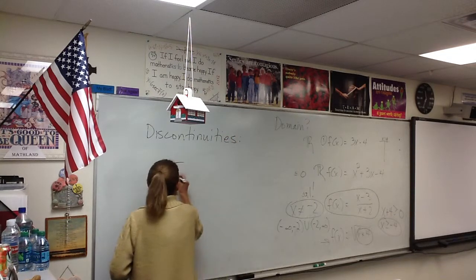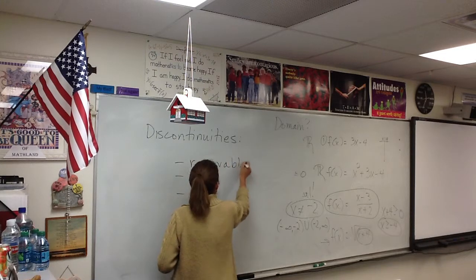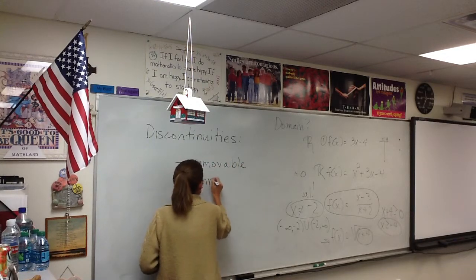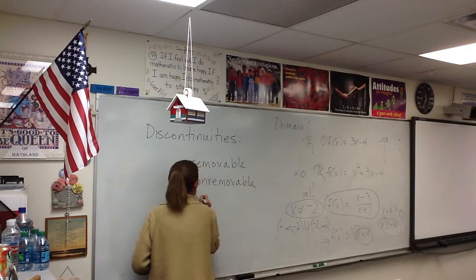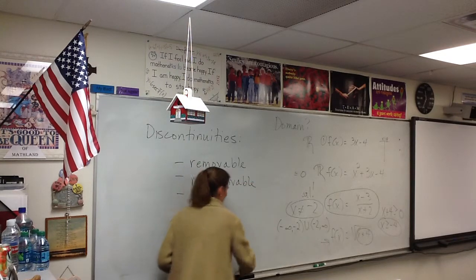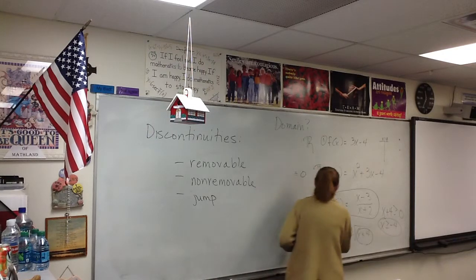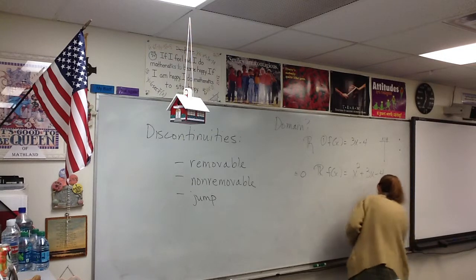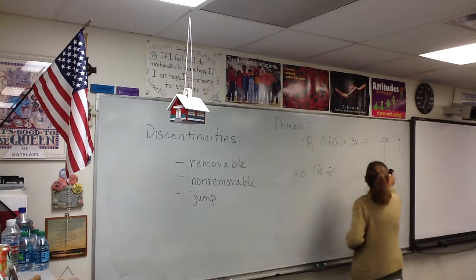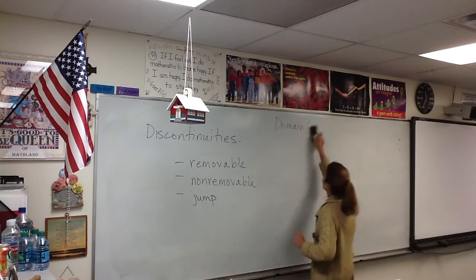Discontinuities. There are really 3 kinds of discontinuities. There are removable, non-removable, and jump. Now that word discontinuity means nothing to you because we haven't talked about continuity, what it means to be continuous. There's actually a big long definition of continuity.